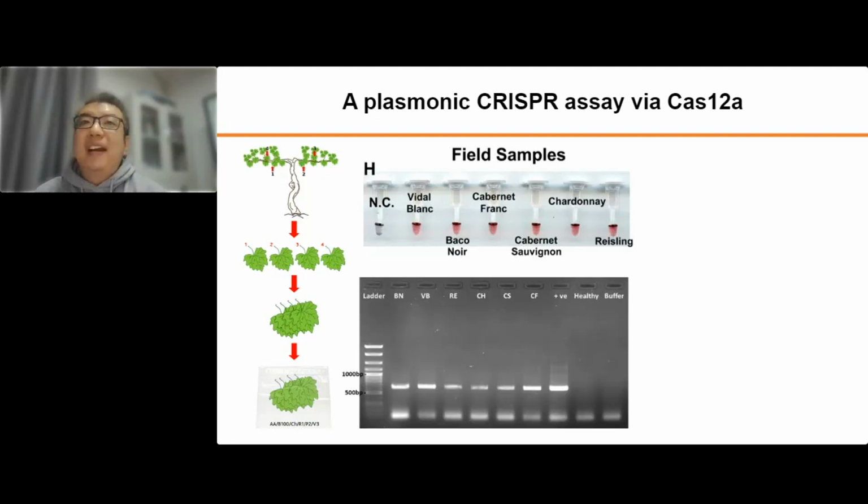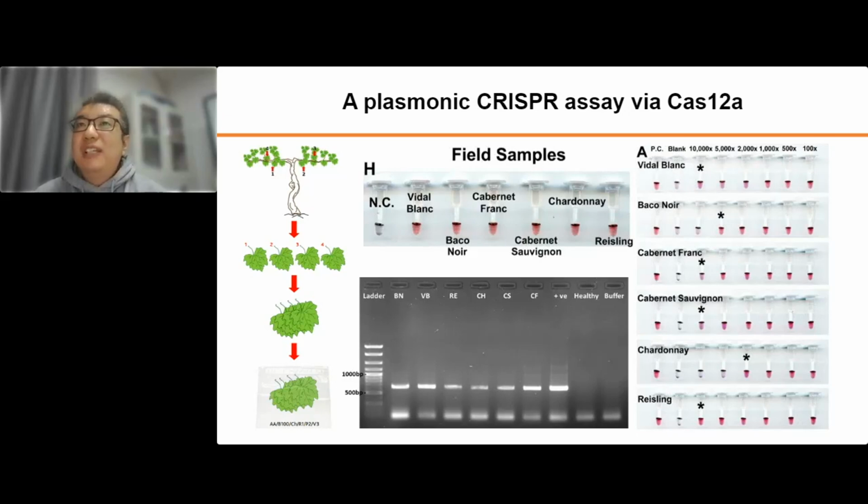And we also compared it with standard PCR and gel electrophoresis, and we got very consistent results. And more importantly, even for this field test, we can dilute the initial DNA extraction solution to as much as 10,000 times, and we can still visualize the color difference. So here we use a single color. Sometimes it's a little bit hard for us to differentiate whether it's a yellow or purple or blue color.